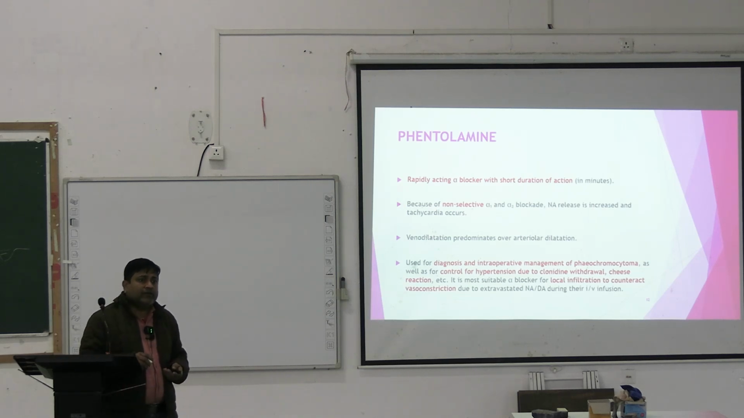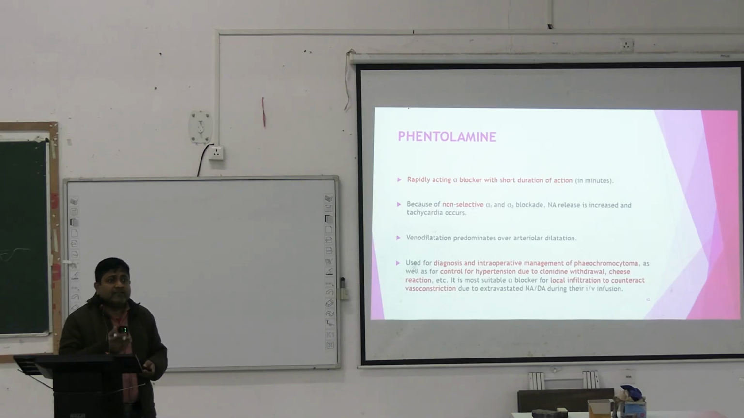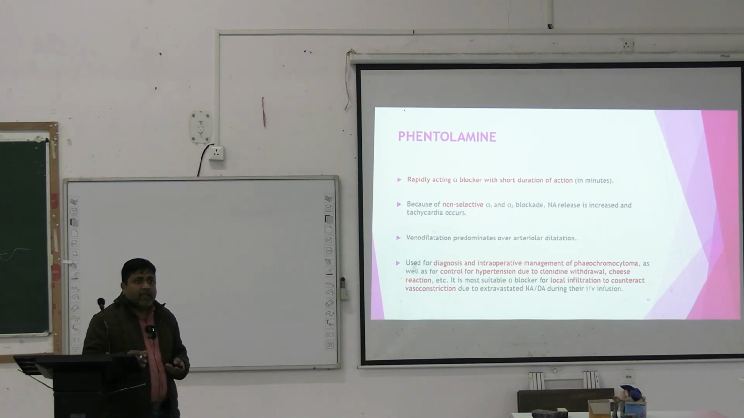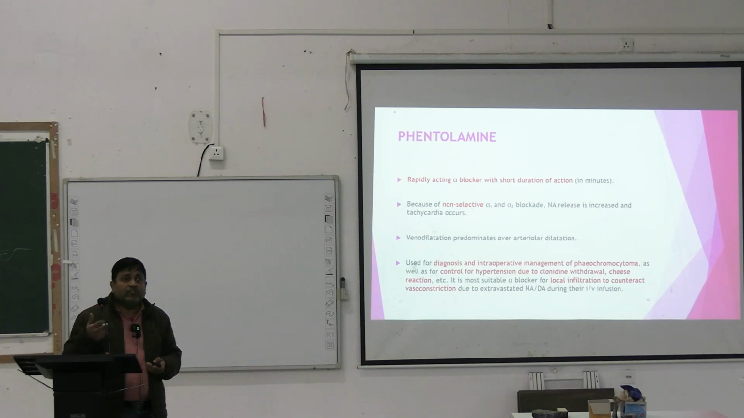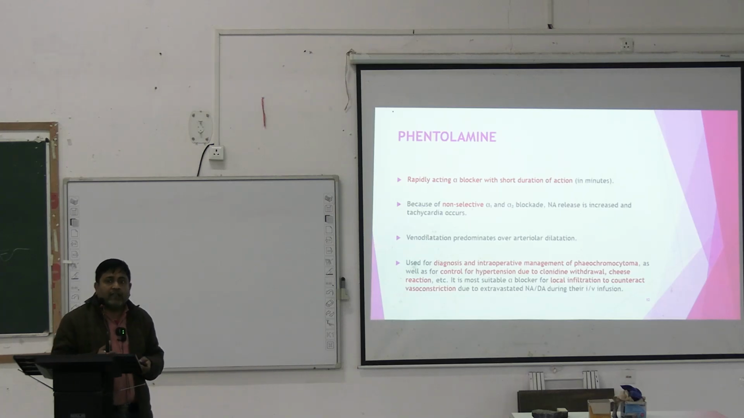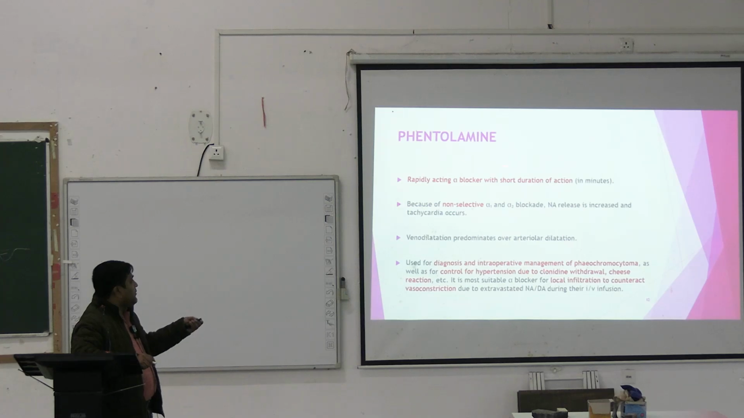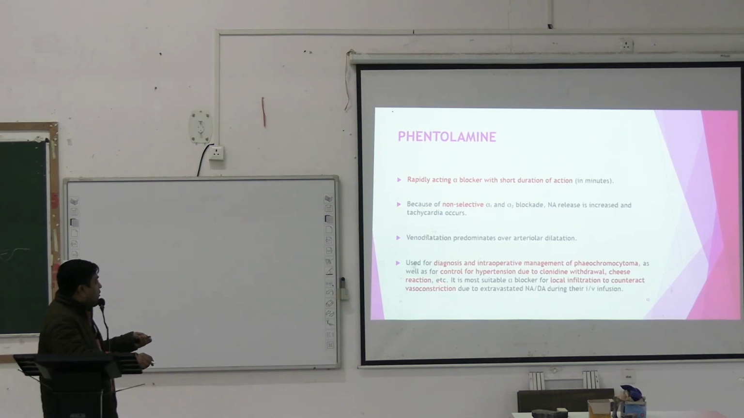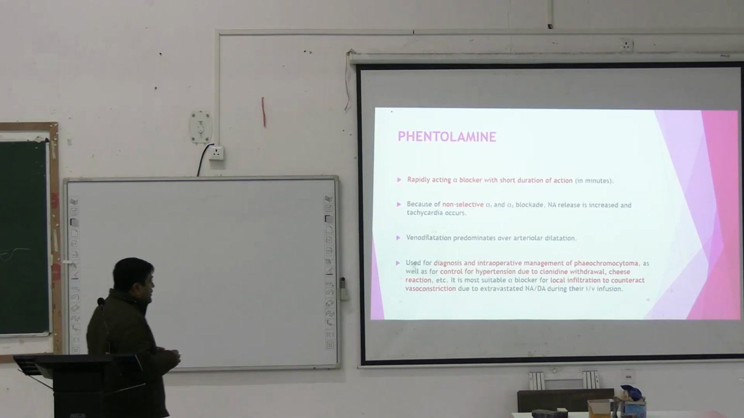Clonidine, what does it do? Basically it's an alpha 2 agonist and it decreases the release of catecholamines and thus is useful in hypertensive patients. Now sudden withdrawal of the drug can cause severe hypertensive crisis. In those cases basically phentolamine can have a role. So control of hypertension due to clonidine withdrawal, cheese reaction and others.